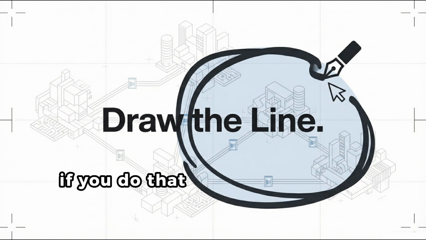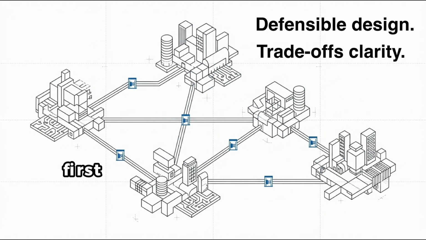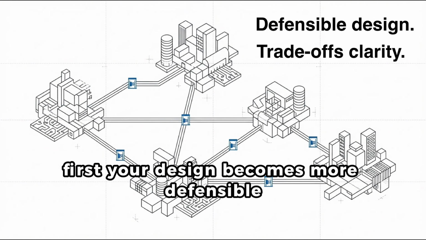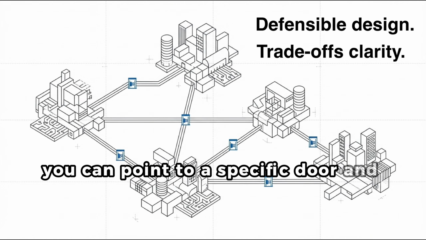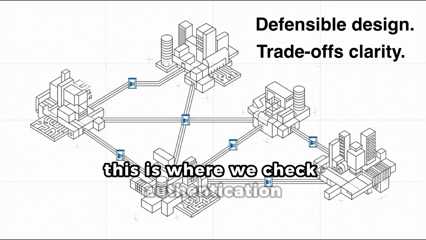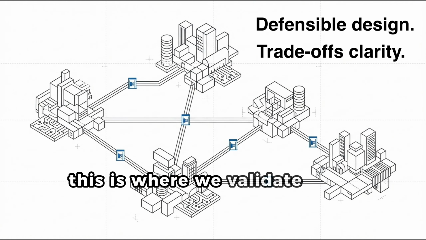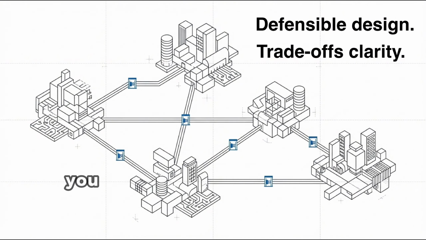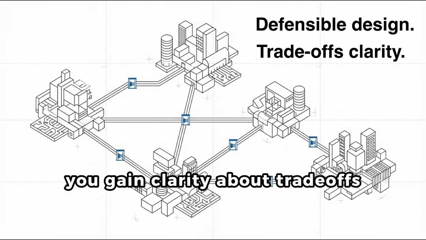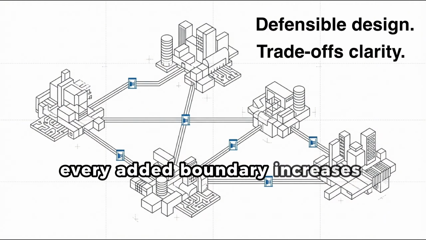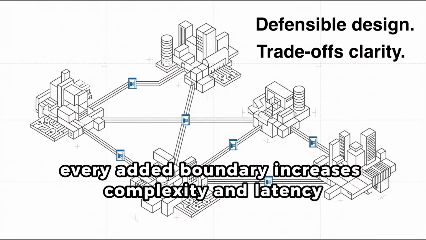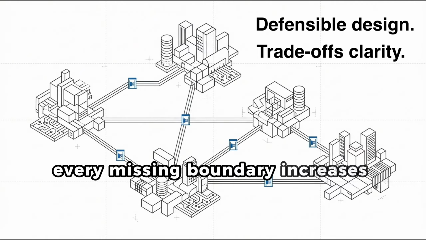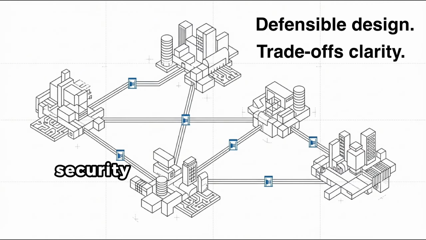If you do that, two things happen. First, your design becomes more defensible. You can point to a specific door and say, this is where we check authentication. This is where we validate input. This is where we drop privileges. Second, you gain clarity about trade-offs. Every added boundary increases complexity and latency. Every missing boundary increases risk. Security is about balancing those trade-offs in a way that makes sense for your assets and threat model.